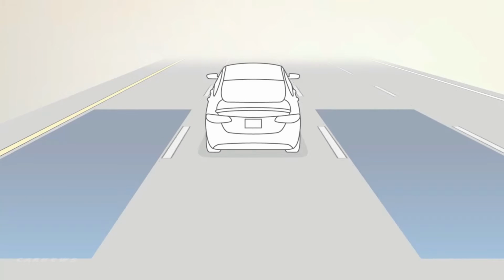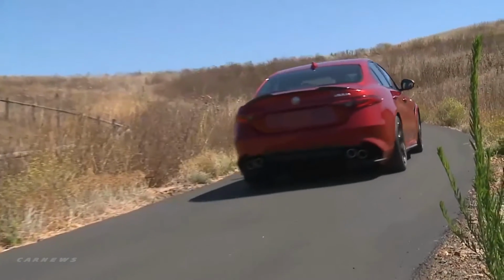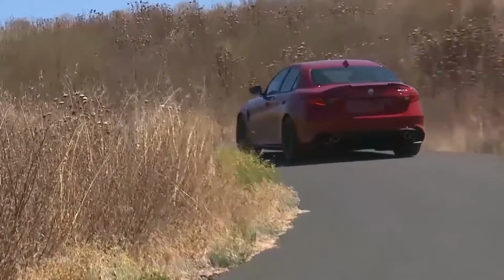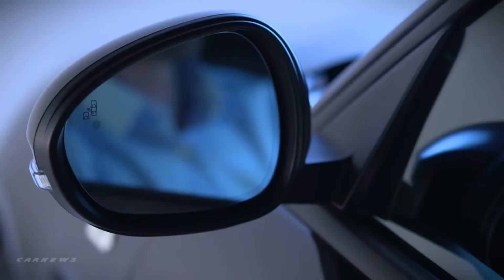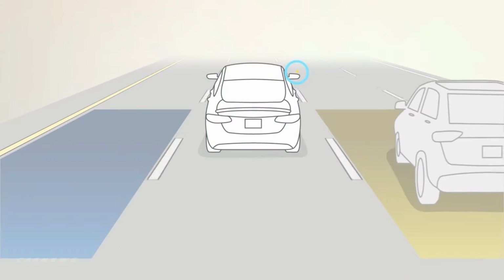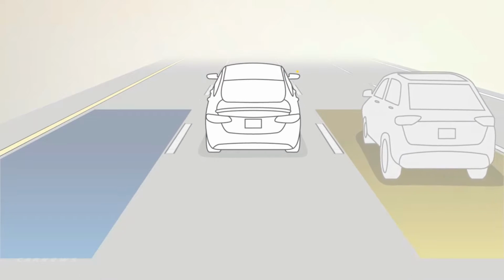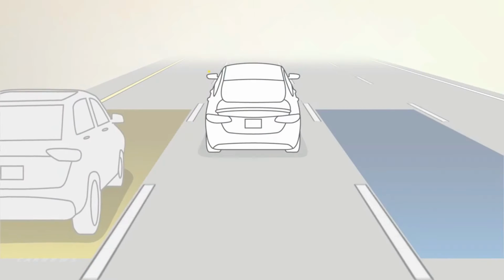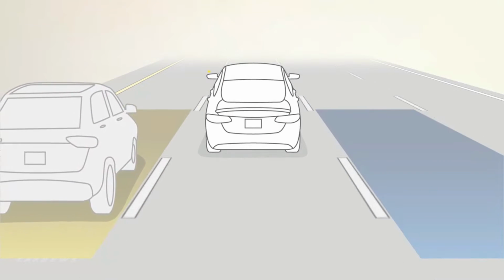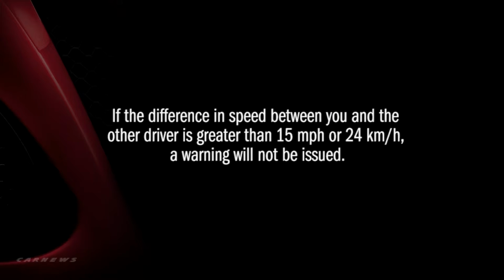The system activates when your speed reaches about 6 miles per hour or 10 kilometers per hour. If an object enters the blind spot zone from either side of the vehicle, the BSM light will appear in the corresponding outside mirror. A warning will also be issued if a driver comes up from behind, or if you use your turn signal in a direction where the system senses another driver in that detection zone. If the difference in speed between you and the other driver is greater than 15 miles per hour or 24 kilometers per hour, a warning will not be issued.